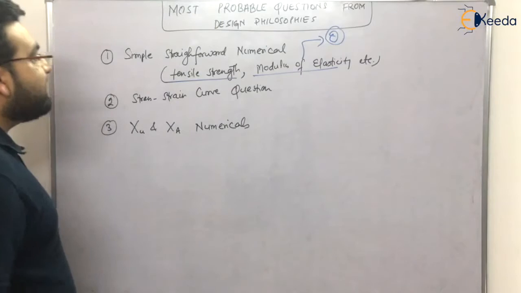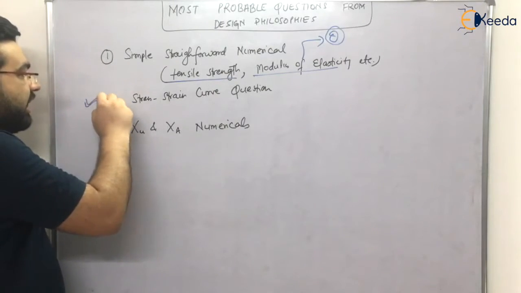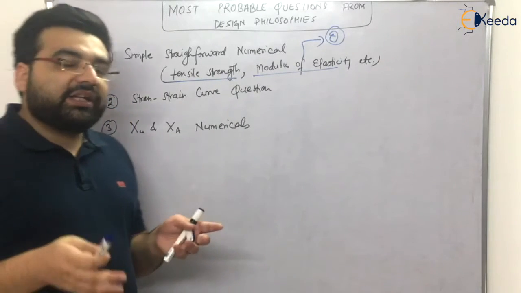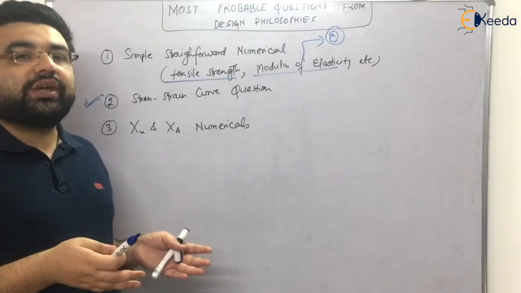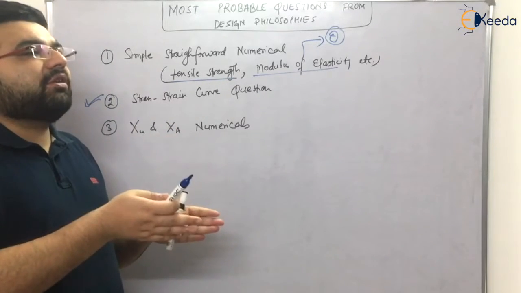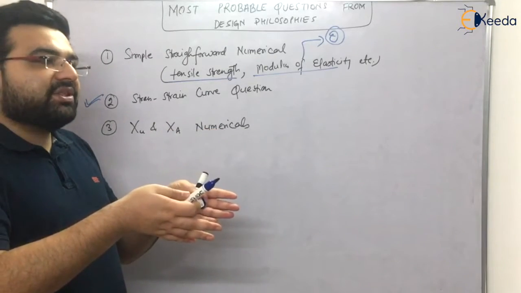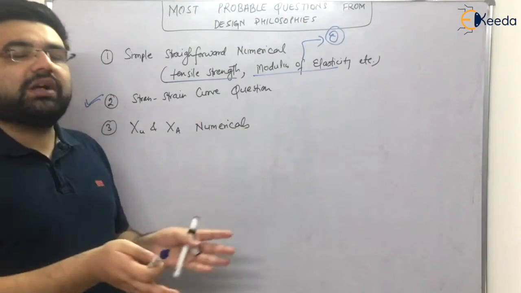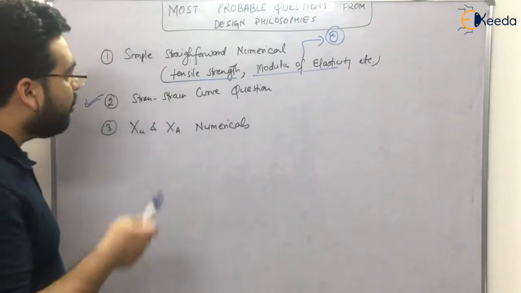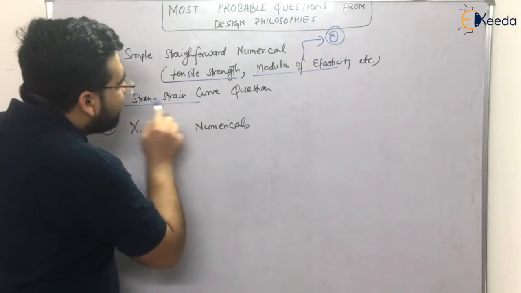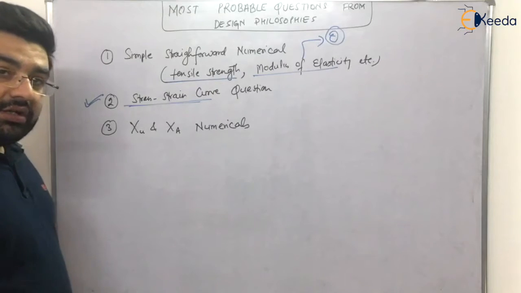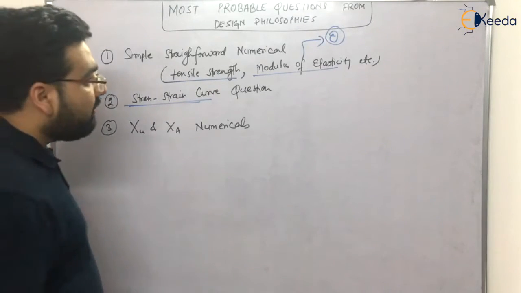Now my second analysis is that in the GATE examination, the authorities are not giving you straightforward questions directly nowadays. They are twisting questions. Sometimes they are combining the concepts of a few other subjects, right? So what I think is that a stress strain curve question can be there. So what type of stress strain curve question can be there?